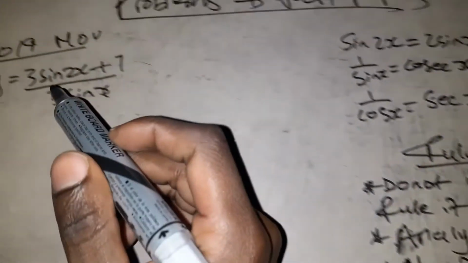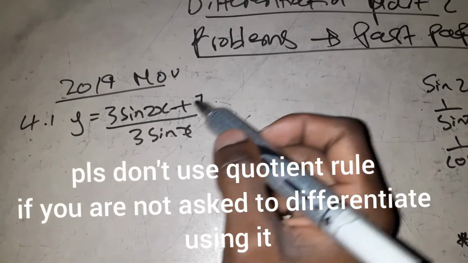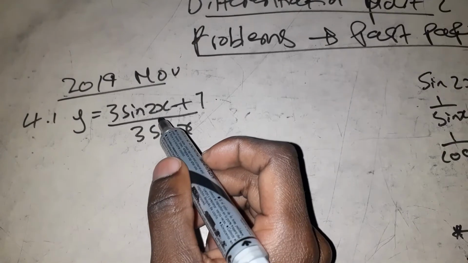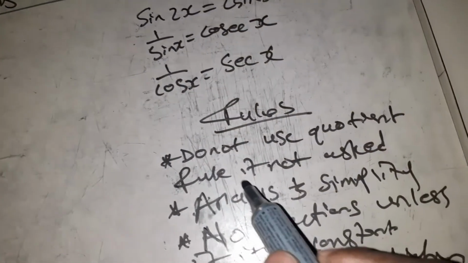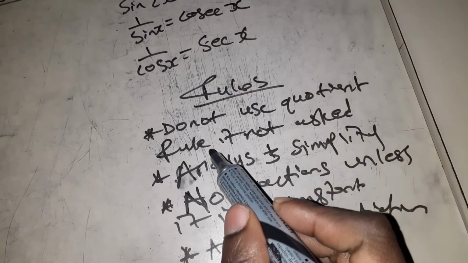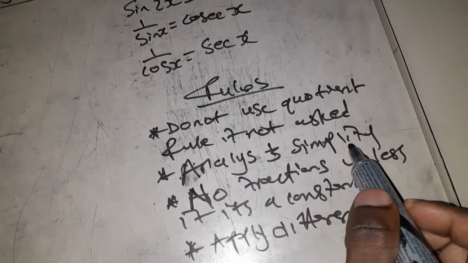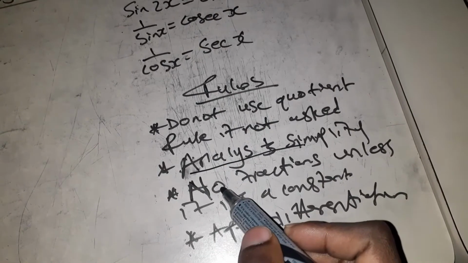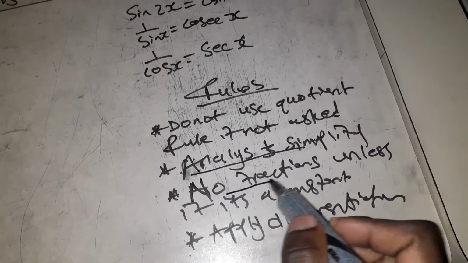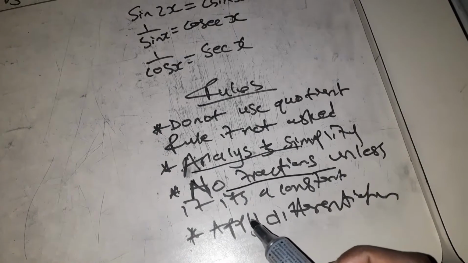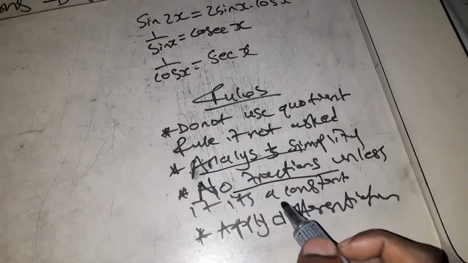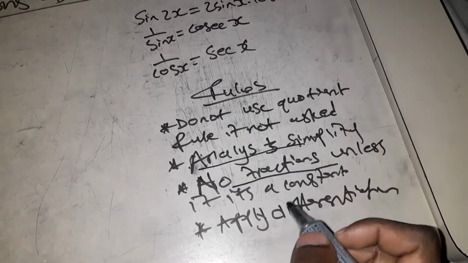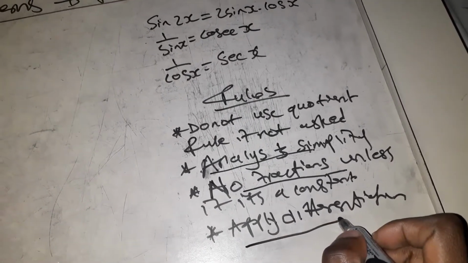So in this question, we were asked to differentiate. They never said use quotient rule to differentiate. So what we should do is to analyze and simplify. We have to simplify your question. Then after simplifying, as we simplify, what we don't want to have is fractions. We don't want to have fractions unless it's a constant. We can allow fractions in the final answer, but when we are busy solving, we don't want fractions. Then you can apply your differentiation.